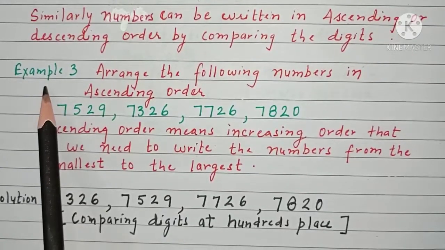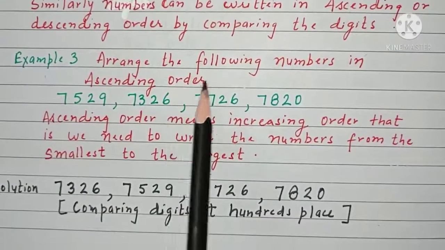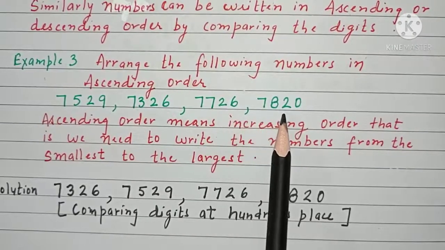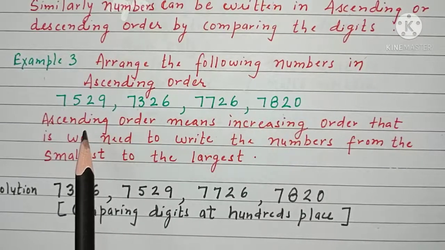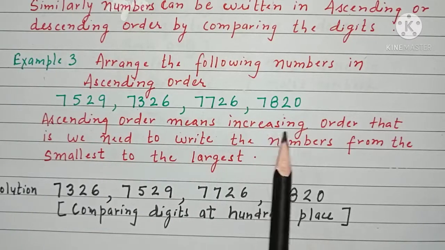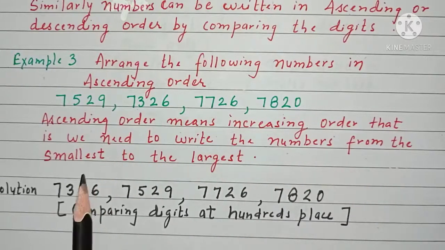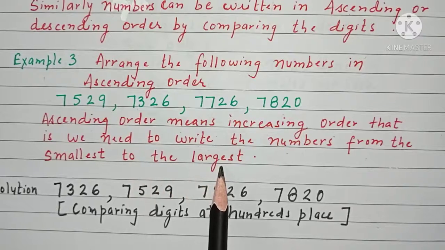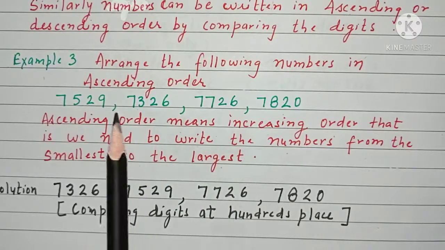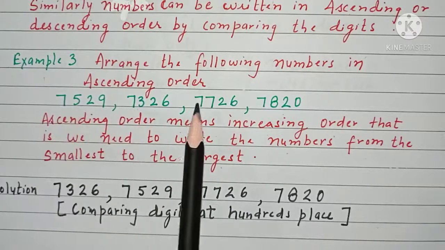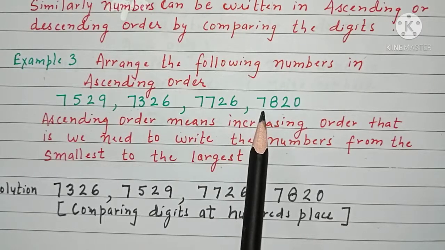Similarly, numbers can be written in ascending or descending order by comparing the digits. Let us check out with the example. We have to arrange the given numbers in the ascending order. Students, ascending order means increasing order. That is, we need to write the numbers from the smallest to the largest. Now, we will just see which number is the smallest here. First of all, compare the thousands place. The thousands place is same everywhere in all the four numbers. Now, we will compare the hundreds place.